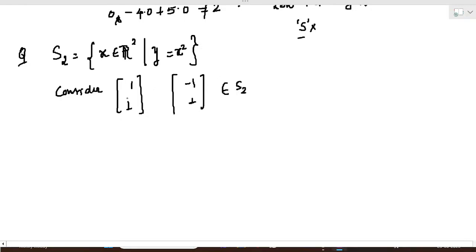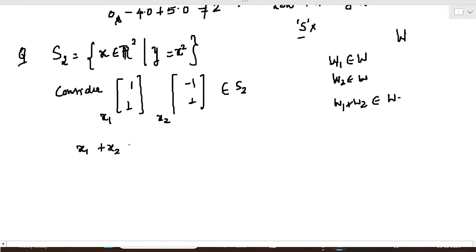If you do the square of x, you are going to get 1. So clearly x square equals y, and therefore these two vectors are contained in S2. Remember, if you have to prove that W is a subspace, you take two elements W1 and W2 belonging to W, and you see whether W1 plus W2 also belongs to W. So let us do that. Let us say this is your x1 and this is your x2. Now let us consider the sum, x1 plus x2, which equals (0, 2). Clearly 0 square is not equal to 2, so it does not belong to S2. Therefore we can say that S2 is not a subspace.